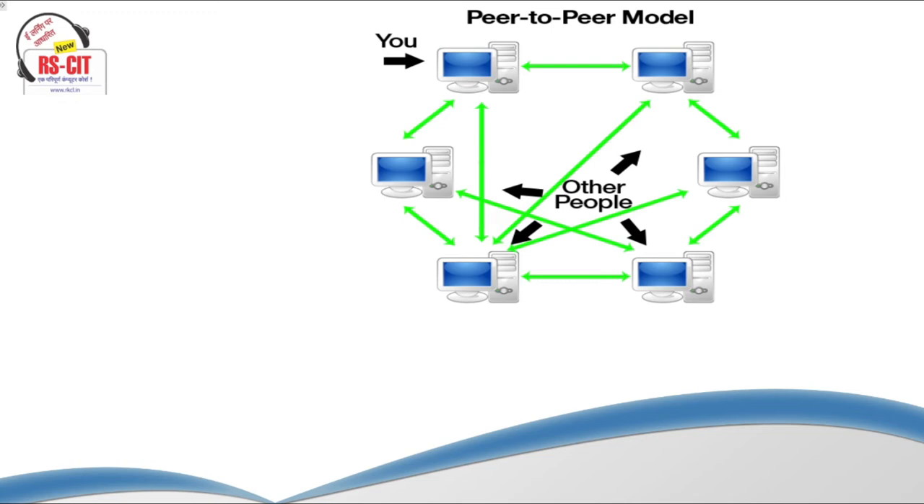Peers are both suppliers and consumers of resources, in contrast to the traditional client-server model, where only servers supply, that is send, and clients consume, that is receive. Peer-to-peer networks are generally simpler, but their performance usually decreases when there is heavy load.